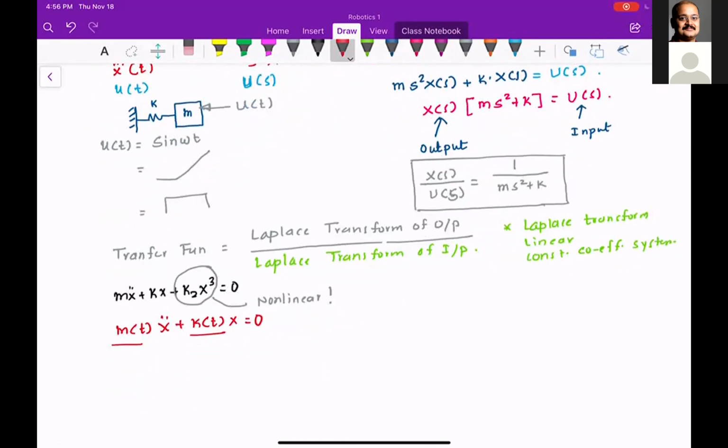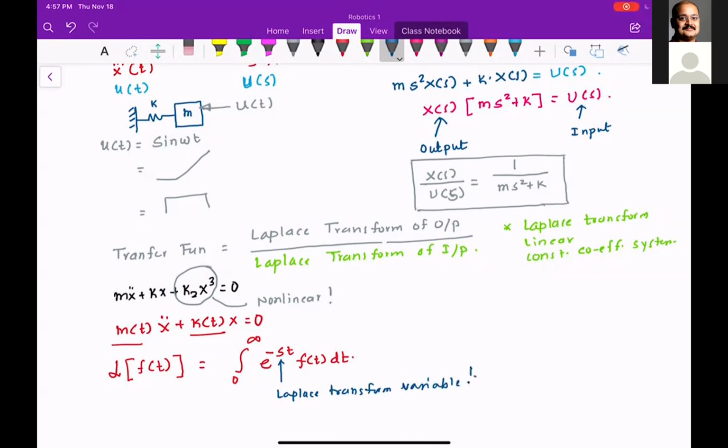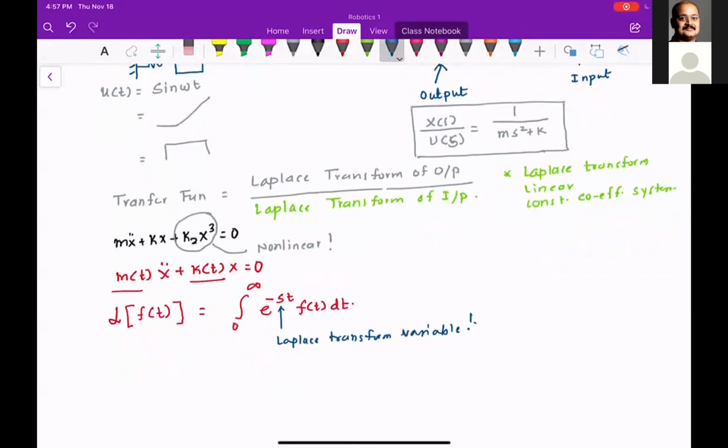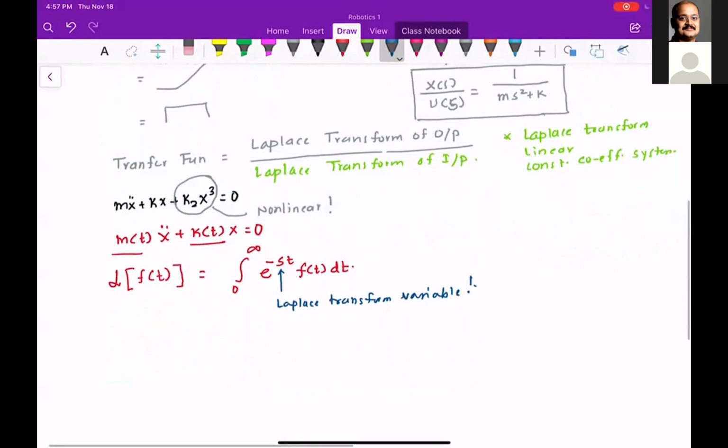So what is the formal definition of Laplace transform? Laplace transform of a function f of t is the integration from 0 to infinity of e to the minus st f of t dt. Please note this s is called the Laplace transform variable. I can actually work out an example, but to be honest with you, I'm not going to ask you to find a Laplace transform by hand, but let me just work one out.